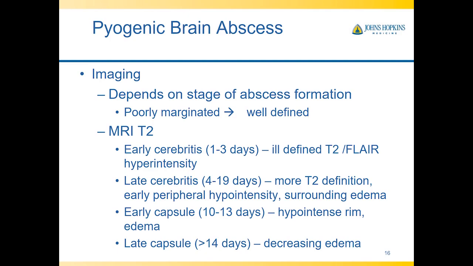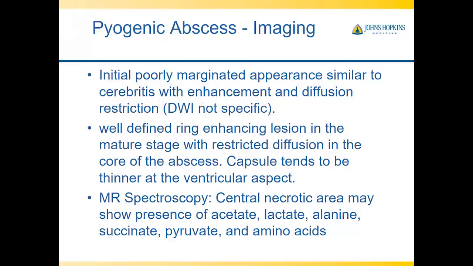For example, it begins as a cerebritis, where it is poorly marginated with increased T2 and FLAIR hyperintense signal, which then will eventually transform into a well-defined abscess, going through the stages of a late cerebritic phase where there is a greater degree of T2 definition, some peripheral hypointensity developing and surrounding edema, which then forms a more prominent hypointense rim with edema and a capsule formation in the late capsular phase, which is over 2 weeks. On the post-contrast images, of course, you will see a well-defined enhancing lesion in the mature stage with restricted diffusion in the core of the abscess.